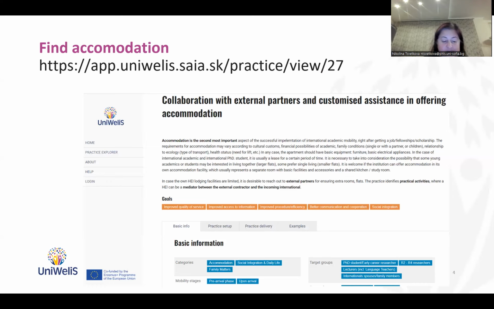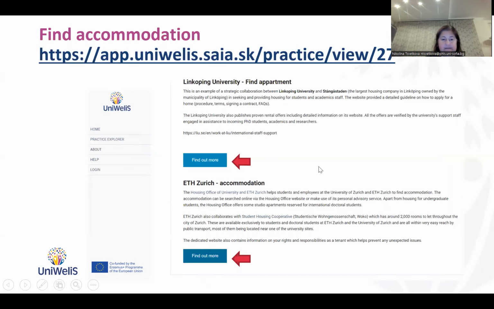The practice identifies practical activities where higher education institutions can be mediators between the external contractor and the incoming international researcher or student. Here you can see some useful, real-world examples of how this practice is implemented by Linköping University and the ETH Zurich.